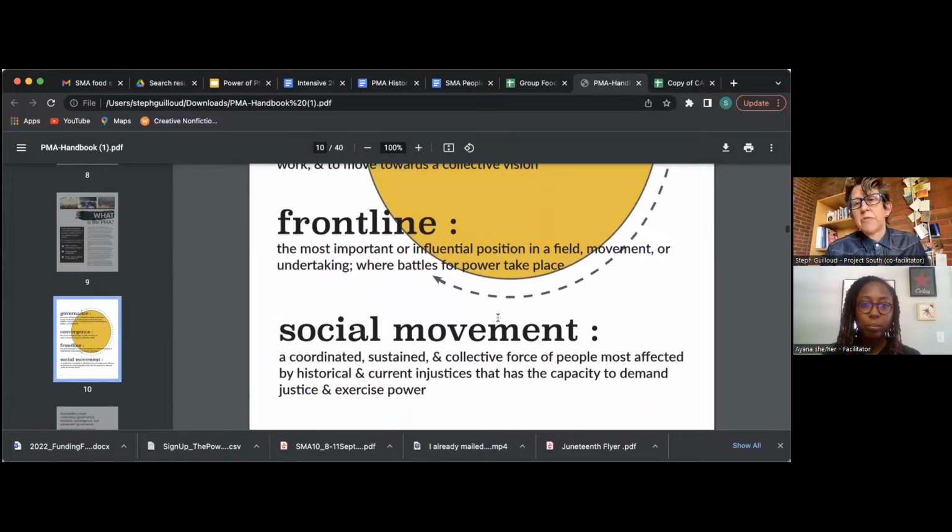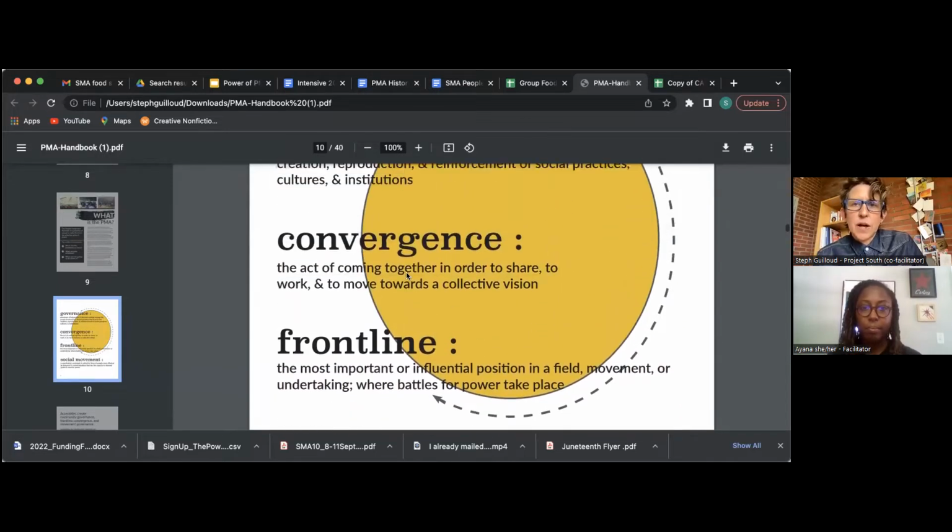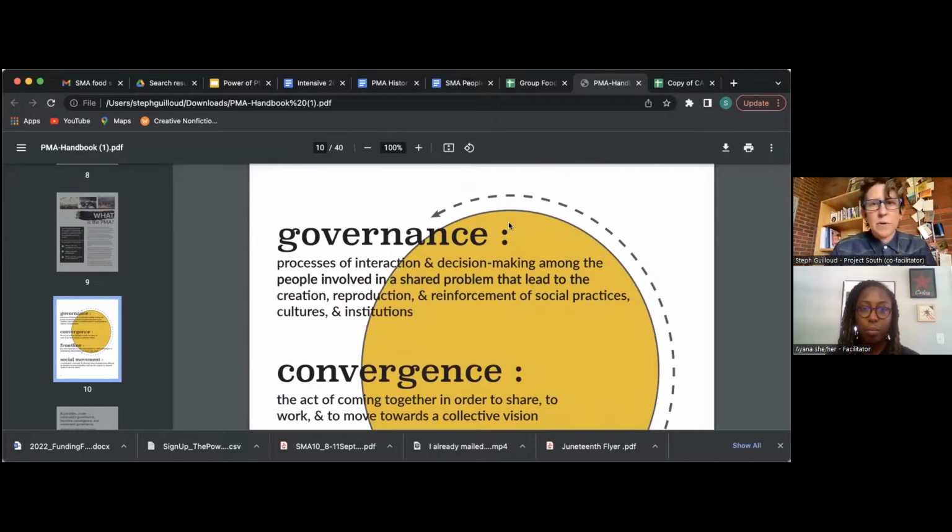And we use these other words a lot, frontline. What we mean by that is where we contend with power. The definition of frontline is the most important or influential position in the field. And in a movement undertaking, that's where we battle for power. That's where the folks who live and work on those front lines have the most knowledge about what's happening on those front lines. And so that's why the Assembly prioritizes frontline folks and communities to be organized into these spaces of governance. And then social movement is this coordinated collective force that's moving together with principles and procedures and shared vision. So those are just a few quick introduction words.